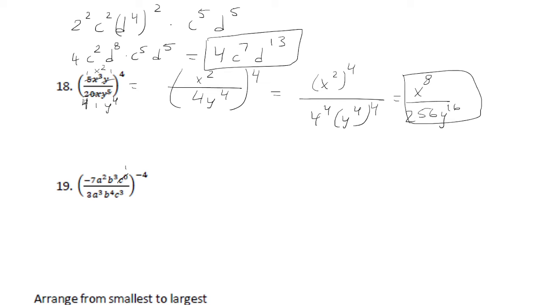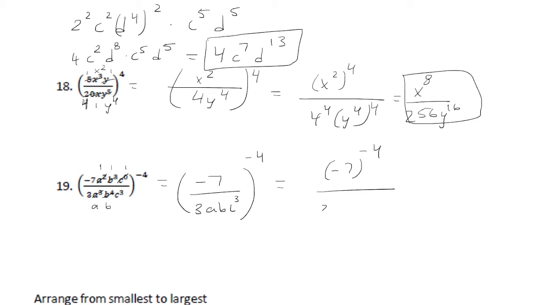Negative 7 over 3 doesn't simplify. A squared over a cubed is 1 over a. B cubed over b to the 4th is 1 over b. And we have c cubed in the bottom. So this is just negative 7 over 3ab c cubed raised to the negative 4th power. So this is negative 7 to the negative 4th, and we have 3 to the negative 4th, a to the negative 4th, b to the negative 4th, c cubed to the negative 4th.